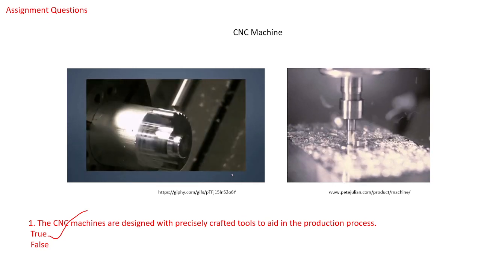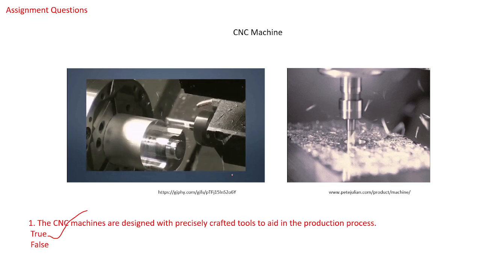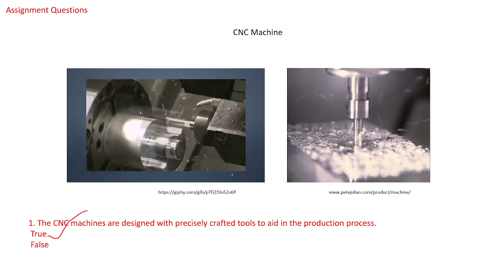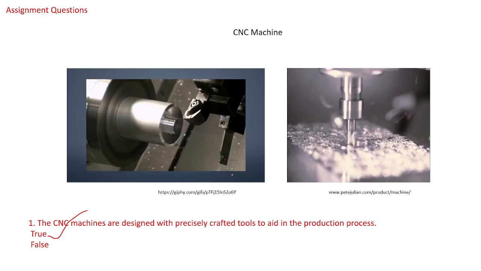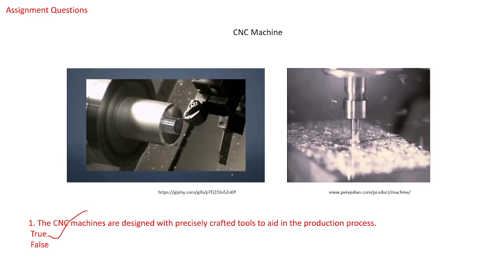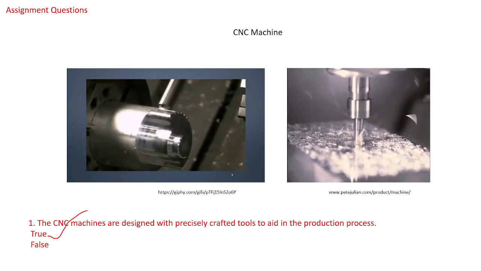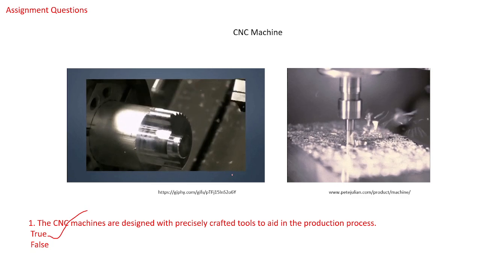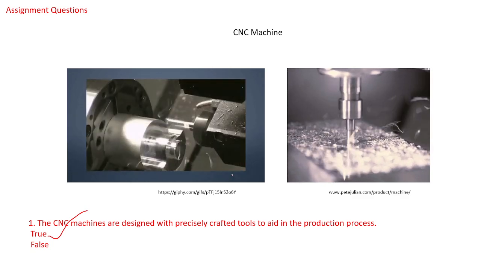CNC machining centers are further classified based on the rotation of the workpiece or the rotation of the tool, as CNC turning machines or milling machines. Okay, on the left side is the CNC turning machine, and the right side is the CNC milling center.